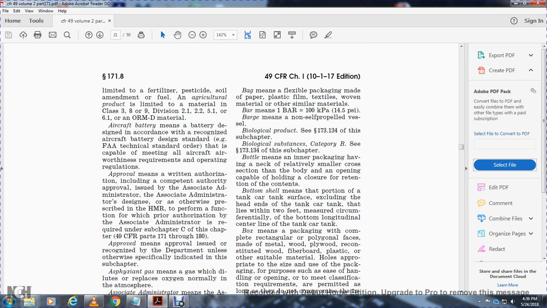Biological product, see 173.134 of the subchapter. Biological substance, Category B, see 173.134 of the subchapter. Bottle means any of the inner packaging with a heavy neck, a relatively smaller closure section than the body, and an opening capable of holding a closure for the retention of the contents. Bottom shell means the portion of the tank car tank surface, excluding the head at the end of the tank car tank, which lies within 2 feet of the lowest point measured circumferentially over the bottom of the longitudinal center line of the tank car tank.